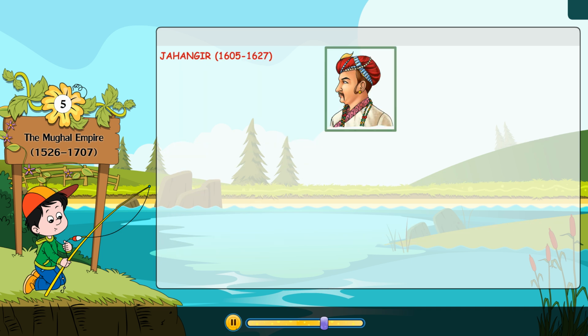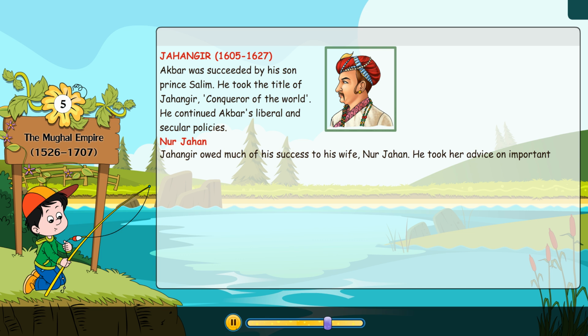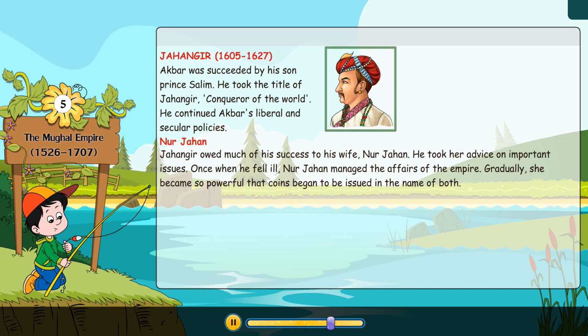Jahangir, 1605 to 1627. Akbar was succeeded by his son Prince Salim. He took the title of Jahangir, conqueror of the world. He continued Akbar's liberal and secular policies. Noor Jahan. Jahangir owed most of his success to his wife Noor Jahan. He took her advice on important issues. Once, when he fell ill, Noor Jahan managed the affairs of the empire. Gradually, she became so powerful that coins began to be issued in the name of both.